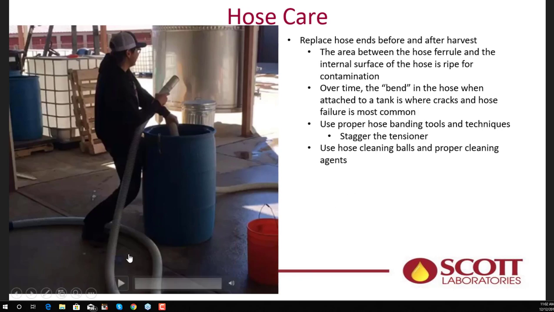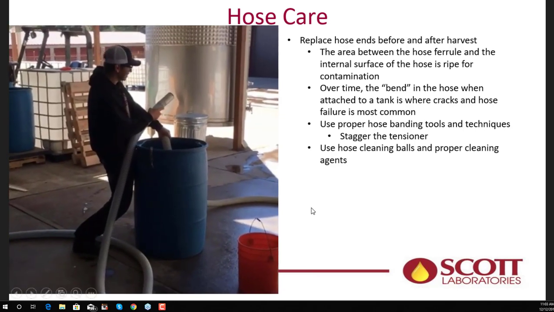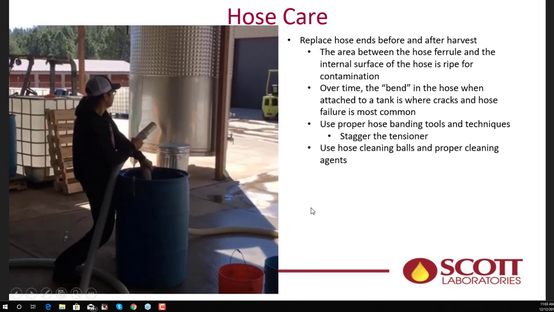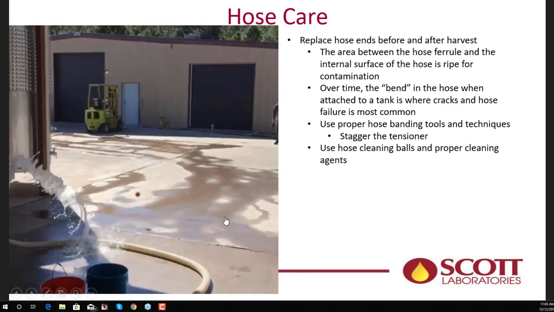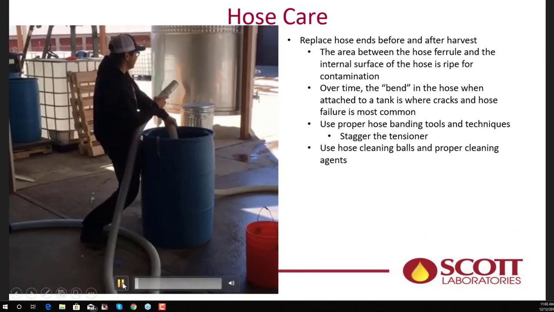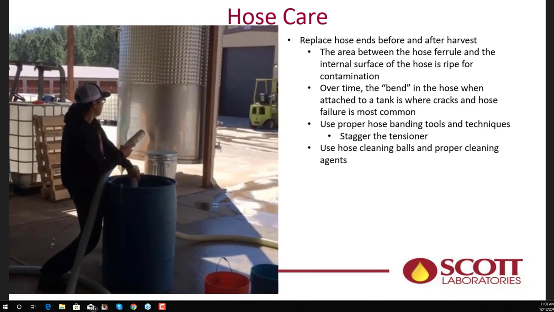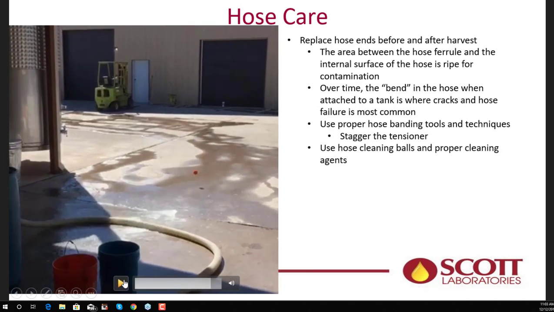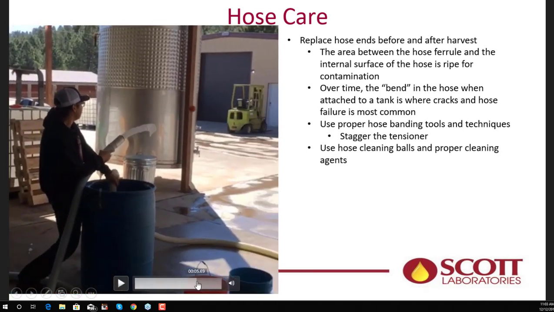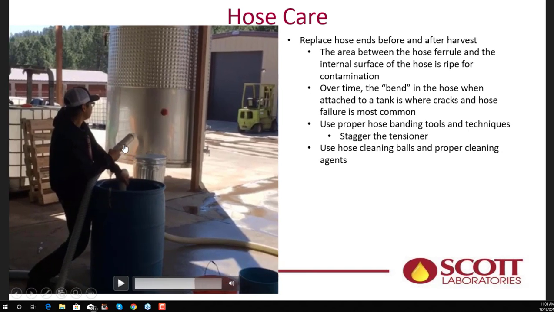Hose care. Okay, this is a good little video I'll share. This is a friend of mine in the neighboring state here. But this is showing how to use a hose ball and also have fun at the same time. So I'll play it one more time. So basically what's happening here is there's a hose ball, see if I can catch it mid-flight, and it actually comes out the end of the hose.